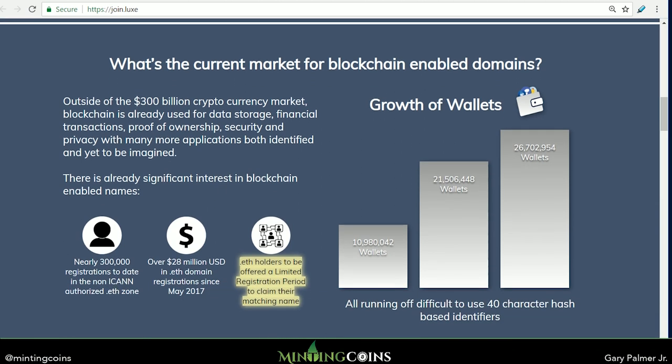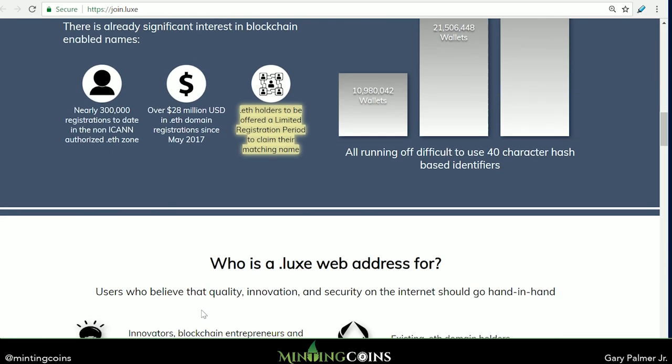So we're talking about the current global market for blockchain-enabled domains. We know that with ENS, with the .eth, there have already been hundreds of thousands of registrations to date. There have been tens of millions of dollars in USD spent on these registrations also since May 2017. And with what .luxe is doing, on a side note, .luxe is owned by Mines Plus Machines. And what they're doing is that they're going to be offering the .eth, the ENS holders, access to the .luxe names for a limited time, so that you will be able to claim your matching name during that part of the registration period.